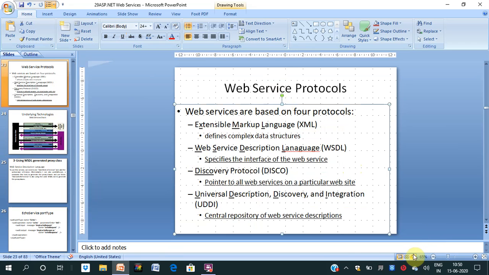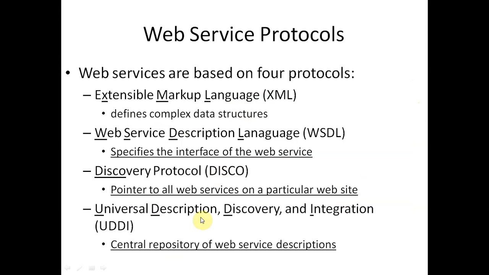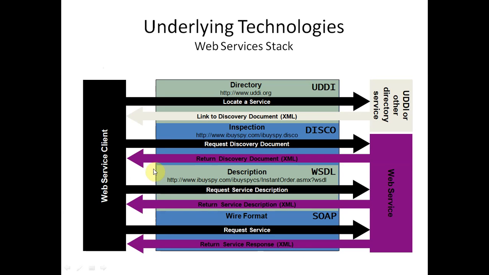You can also understand this by the diagram. Initially we have to find the repository of web services, so we use UDDI to locate the service. Again, see this slide: UDDI is a central repository of web service descriptions. So first of all we start from UDDI. We locate the whole repository of web services, and then it replies with a link to the discovery document, which is in the form of XML.